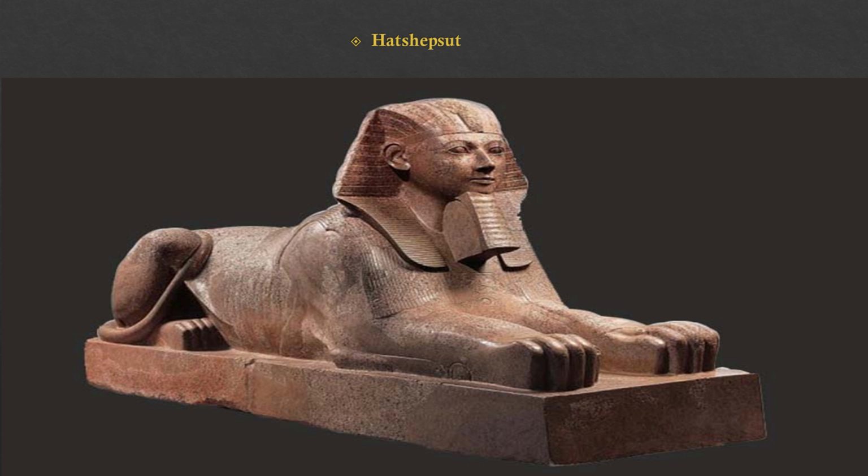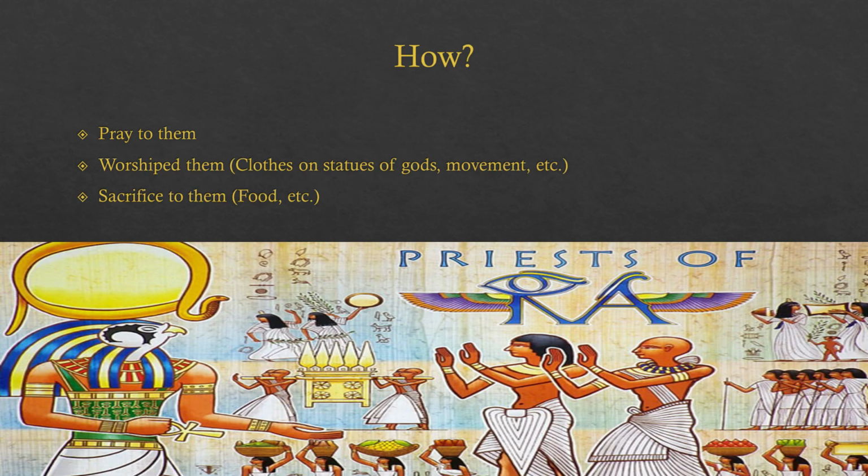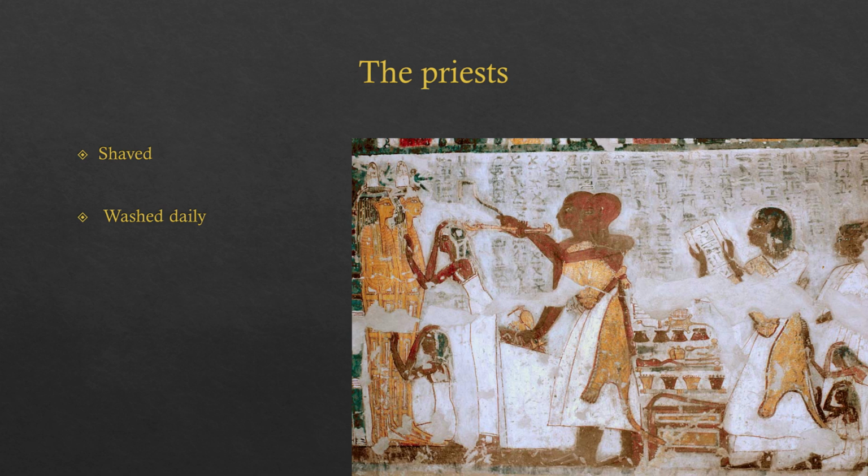We also have Hatshepsut, a powerful Egyptian pharaoh. And we know that the Egyptians worshipped several different gods. They prayed to them, they put clothes on their statues, they sacrificed food, mummies, and so on to them. The priests were usually men. Women weren't allowed to be priests. We also know for a fact that they shaved their heads and washed daily.